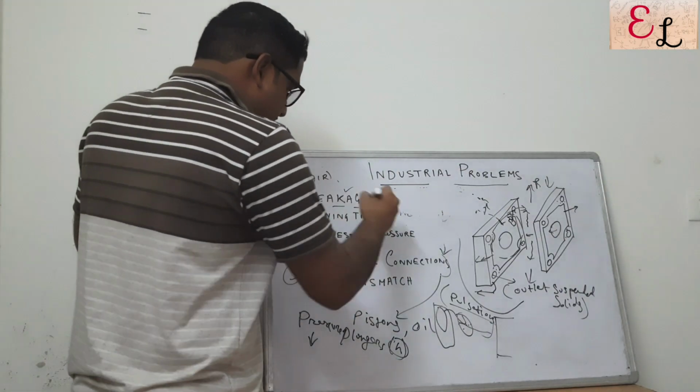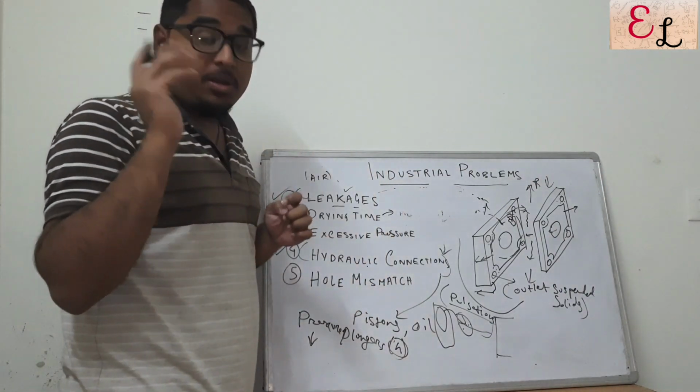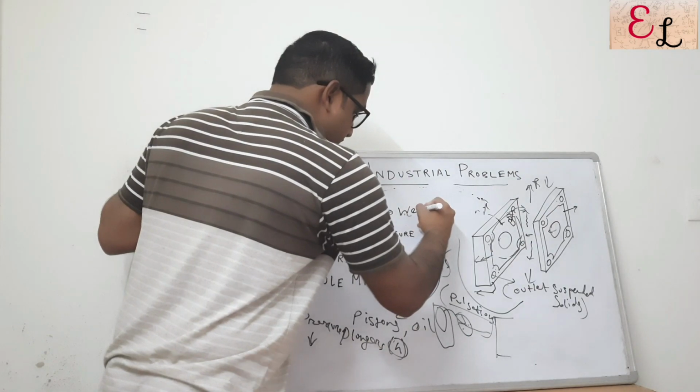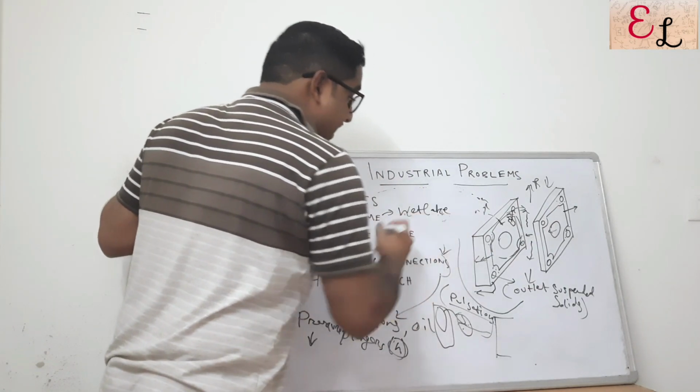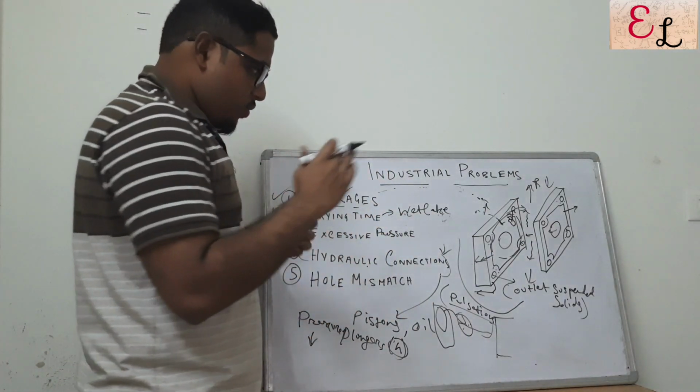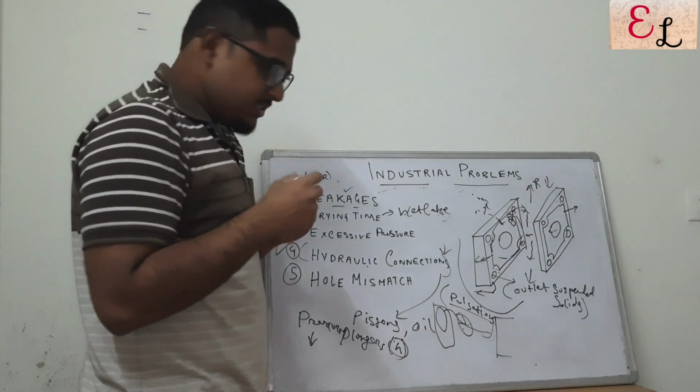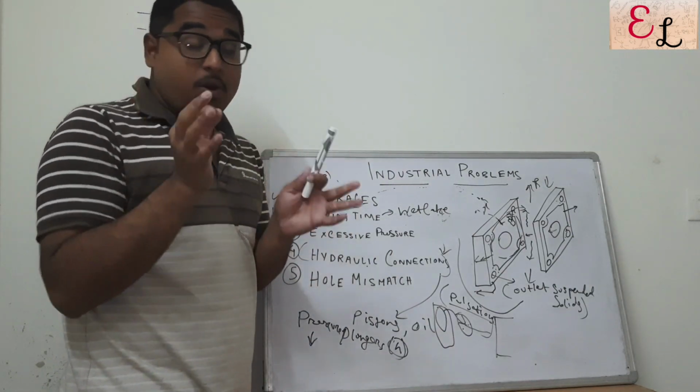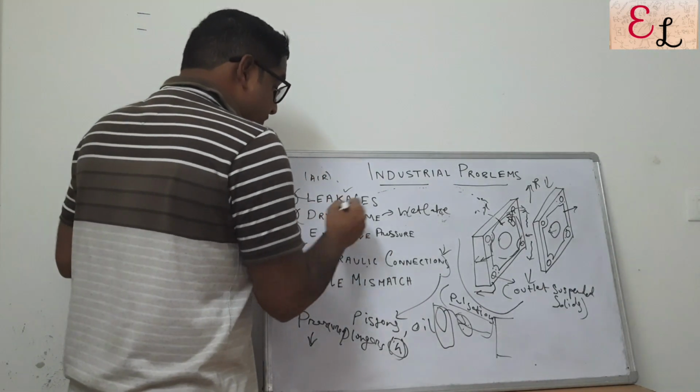Wet cake. How would you determine this problem? When we open the filter press, if we see the cake is still wet enough, we understand that it is a problem of drying.